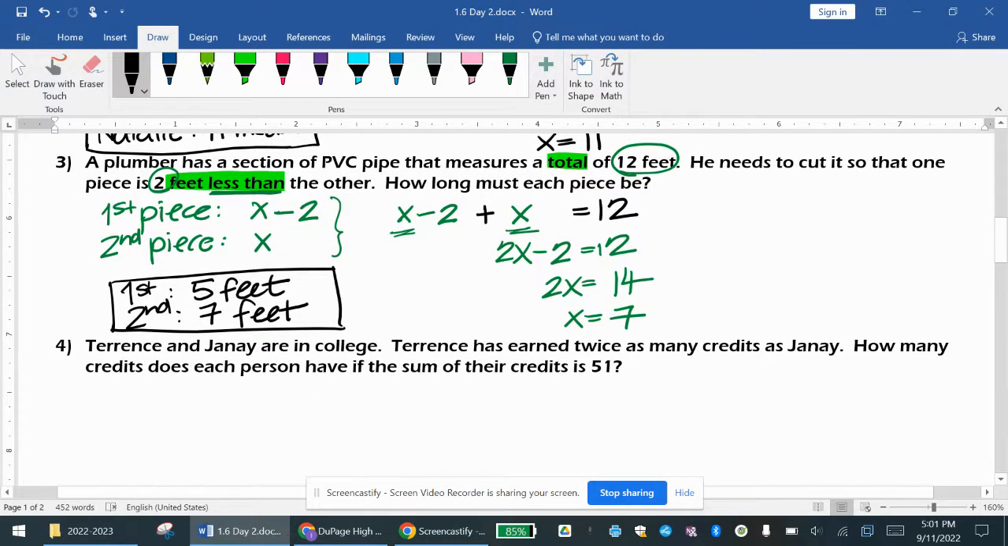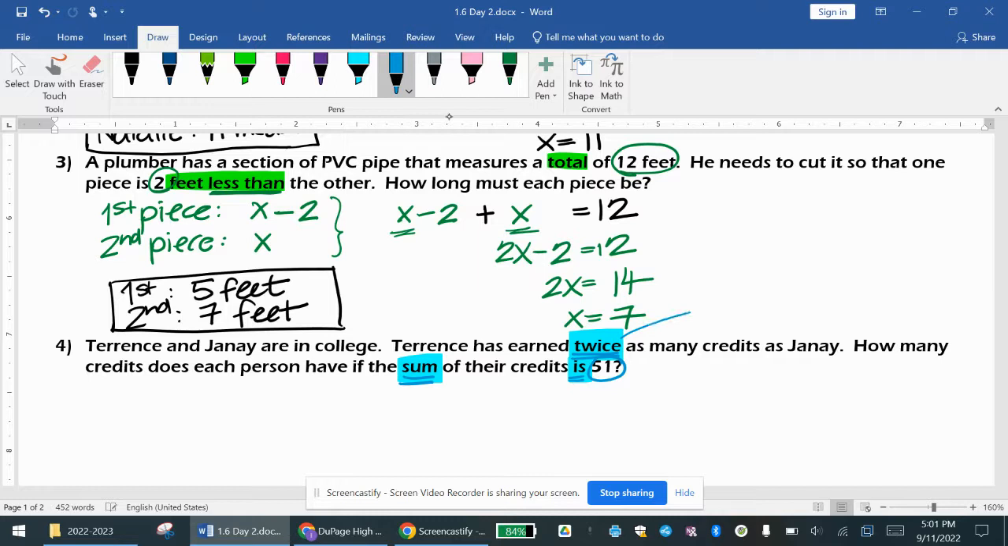Okay, let's follow the same process for the last one. Go ahead and pause the video, look for keywords. So twice as many credits is a really important word, twice. How many credits does each person have if the sum of their credits is 51? So here are a couple of important words.